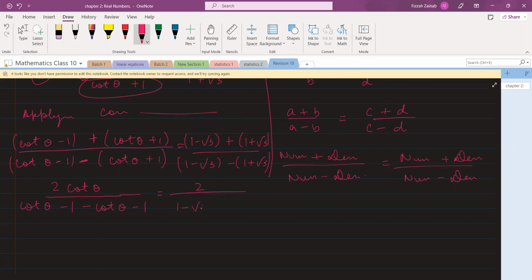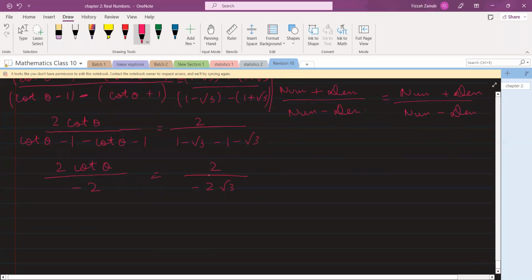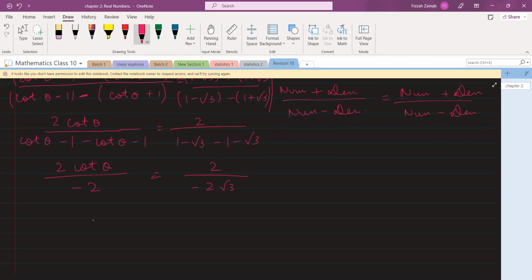Now open the bracket because you have minus. So now this time, cot theta is cancelling out here. So 2 cot theta divided by, so minus 1, you get minus 2, right? Here you have 2 upon, so 1 and 1 cancel out, then minus 2 root 3, clear? Now 2 will get cancelled out, right? So you only have cot theta, and you can write minus 1 if you wish.